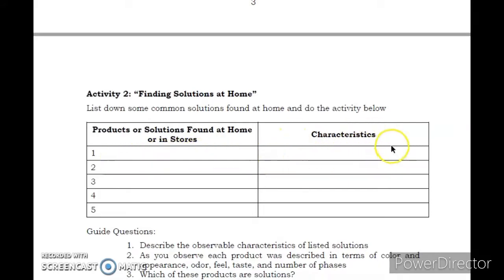So ano ba ang characteristics o katangian ng suka in terms of its color? So you can write down here, it is white in color, or it has a whitish appearance. So just like that.